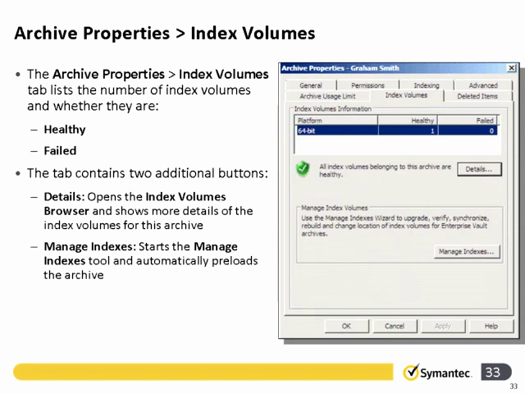There are two buttons on this particular tab that will launch additional tools. If you click on the Details button, it will open the index volumes browser to show more details, and we're going to look at that tool here in a moment. If you click on the Manage Indexes button, it will start the Manage Indexes tool and automatically preload the currently selected archive that you're looking at the properties page for.